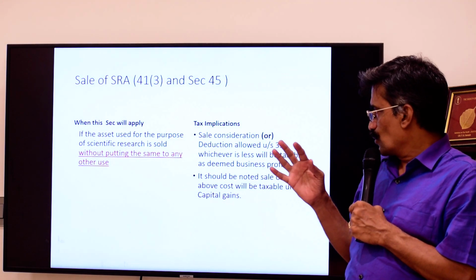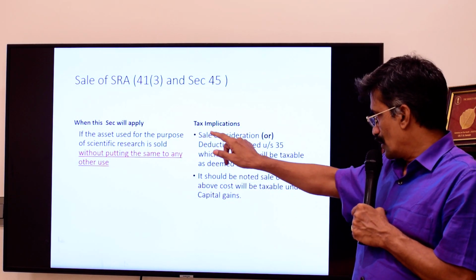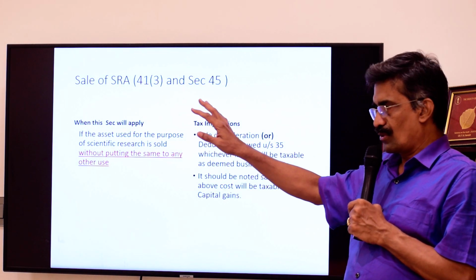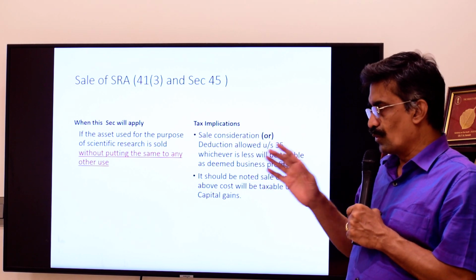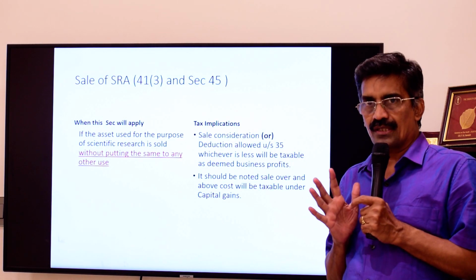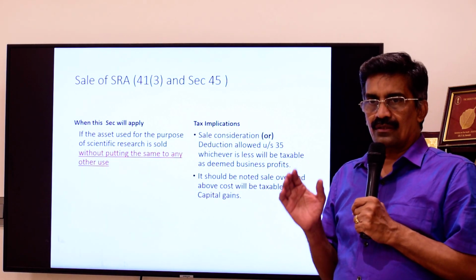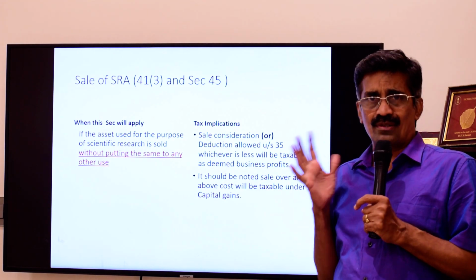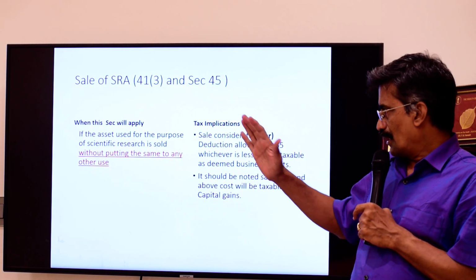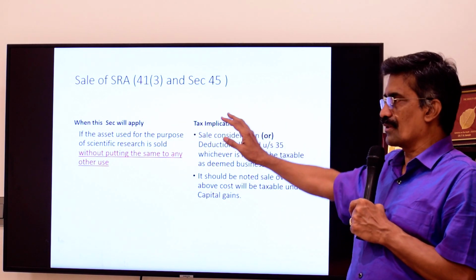If the asset used for the purpose of scientific research is sold without putting the same to any other use, I have shown it in red, very important part, 41(3) will apply only if the sale happens without putting it into any other use. So if I use it in business before sale, this section will not apply. So I should sell without putting it to any use. If that be the case, entire sale consideration.